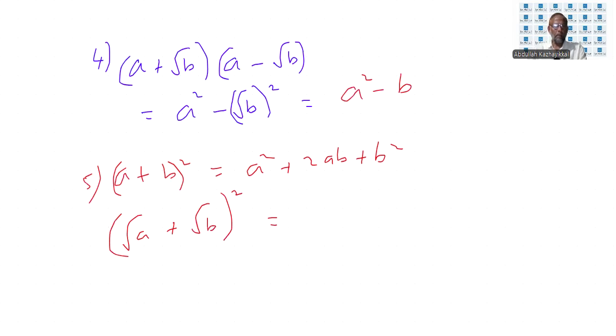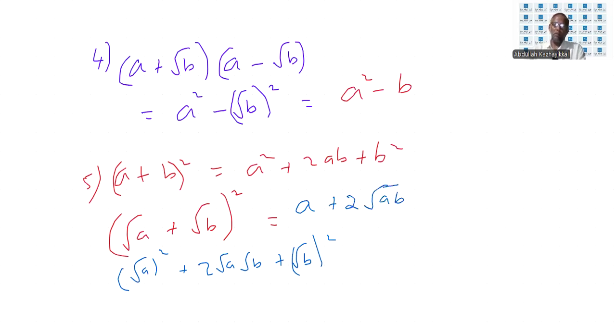A is root A. Root A whole square plus 2 root A root B plus root B whole square. Now we can say root A whole square means that is A. Very nice. Root A into root B, we say root AB, plus this is B. Root B square means root of B square, B. That is the fifth identity. See, they are getting this identity.